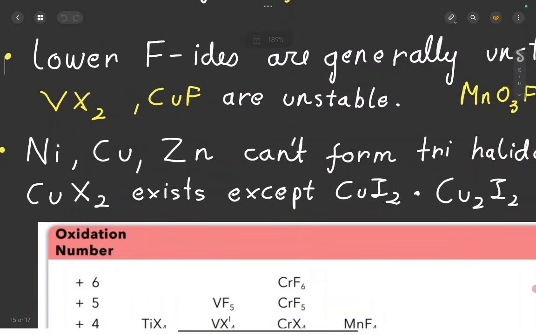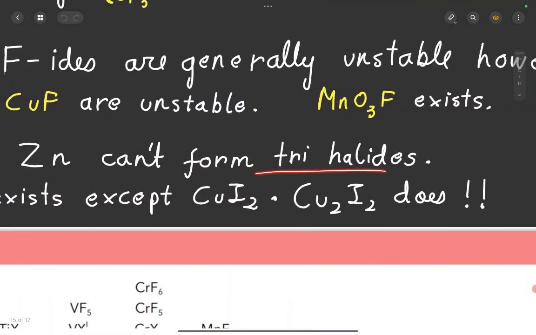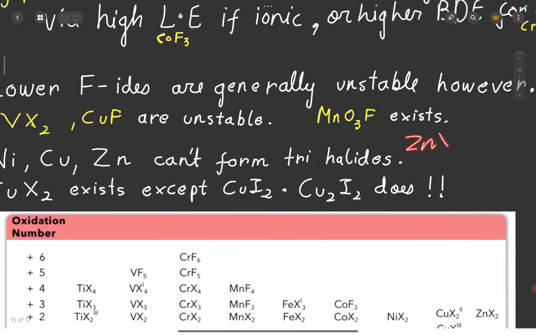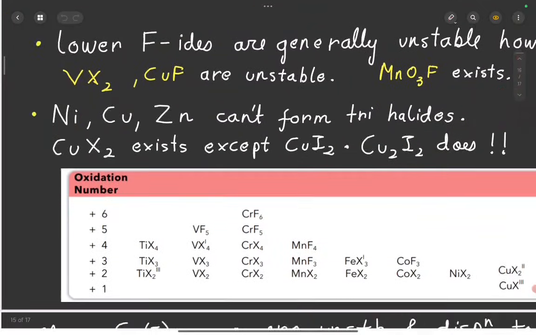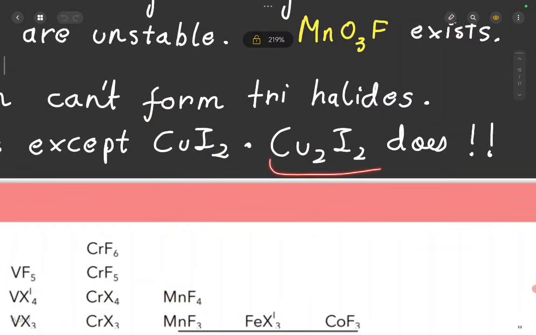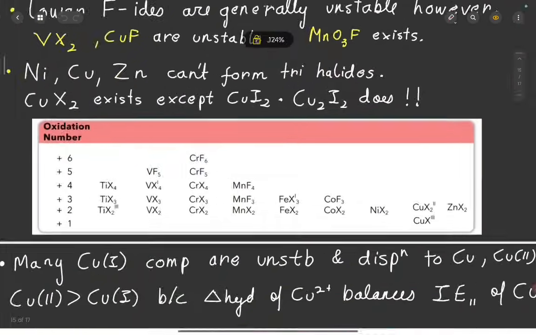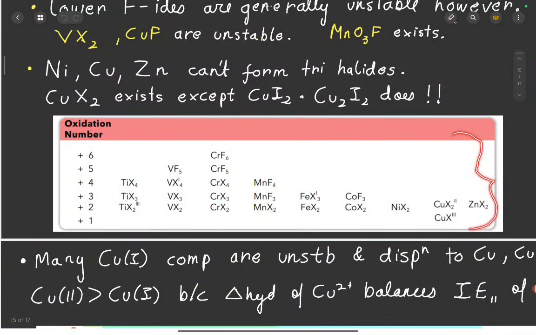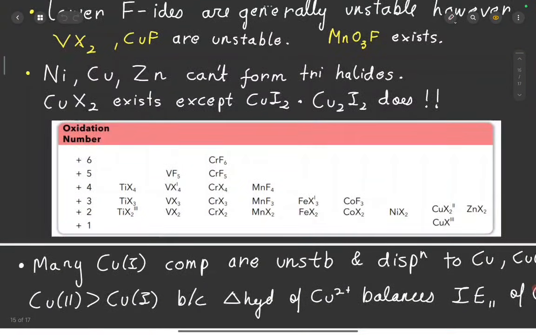Okay, and in fact, nickel, copper, and zinc cannot form trihalides at all. Like they cannot form ZnX3. We just talked about this. CuX3, NiX3, no, this is not possible. But CuX2 exists. Copper can make +2. But except for CuI2, CuI2 does not exist. It prefers to stay in the form of Cu2I2. Okay, take a look at this. This is a visual summary of all the facts we have studied.